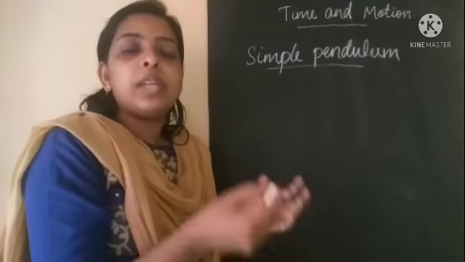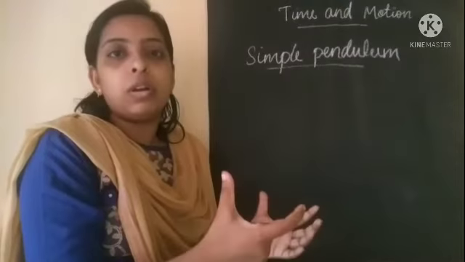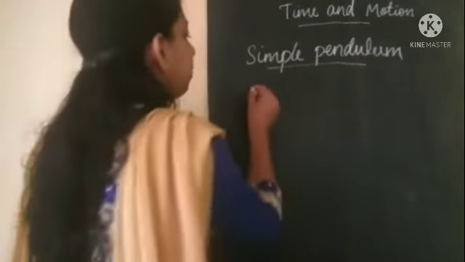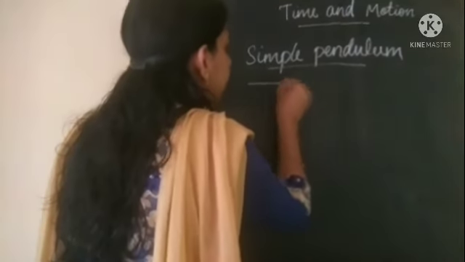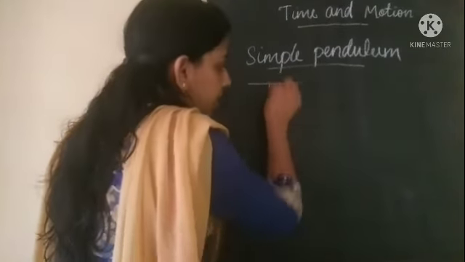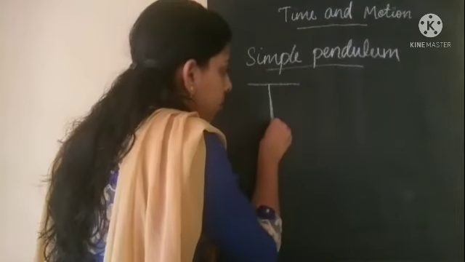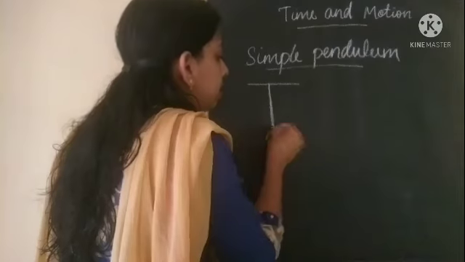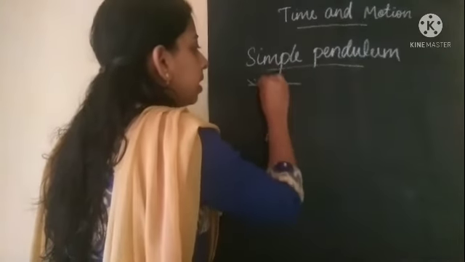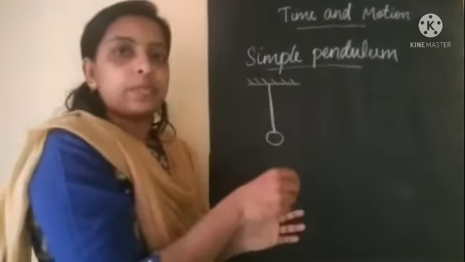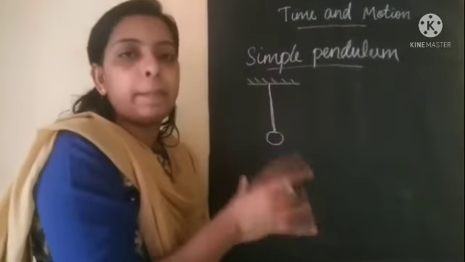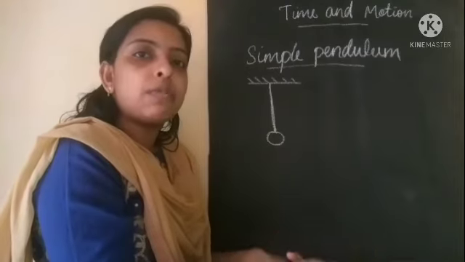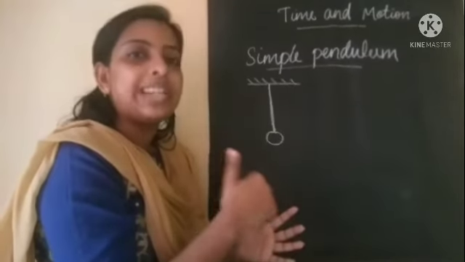A simple pendulum consists of a metal ball suspended from a rigid support. We can consider it like this. This is the string, a small metal bob tied with a string, and here is a rigid support. So this is the simple pendulum. A simple pendulum works on the principle of periodic motion. What is periodic motion? The motion which is repeated in a regular interval of time.